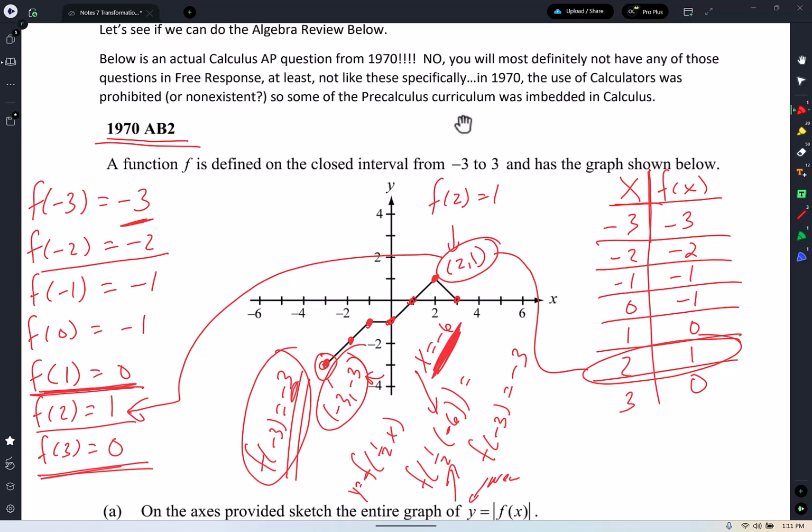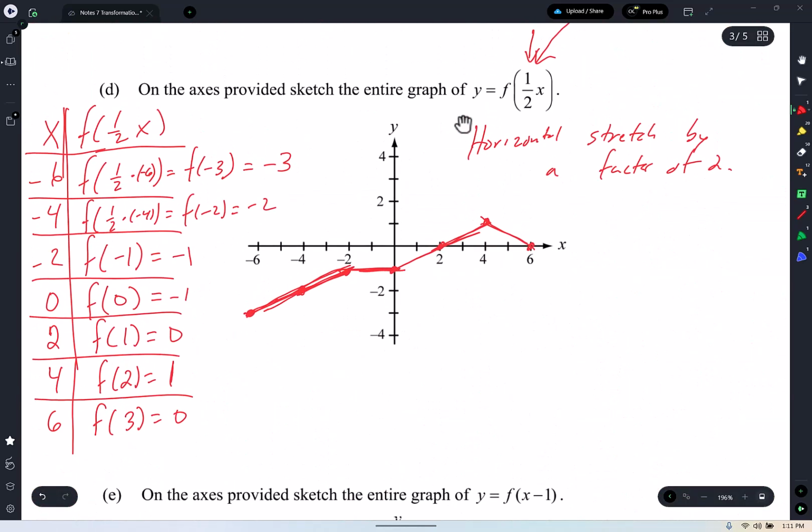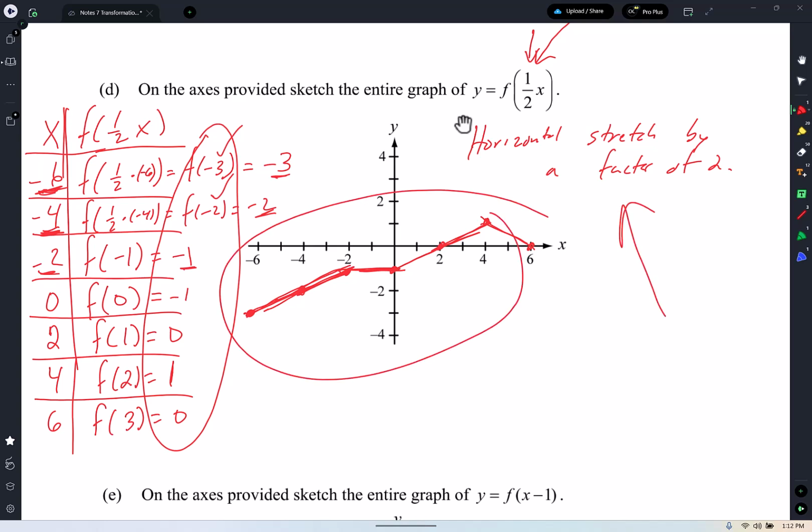I know we're kind of rushing a little bit, but this is why you have that horizontal stretch of 2, right? These are all outputs that you have on your original. Notice every time I take this x value and I take half of it, I have that one in there. You know what I mean? And now I'm plotting this: negative 4, negative 2, negative 6, negative 3, negative 2, negative 1. And note, we get this image, which is a horizontal stretch by a factor of 2.